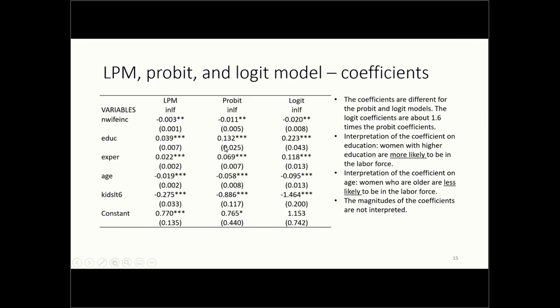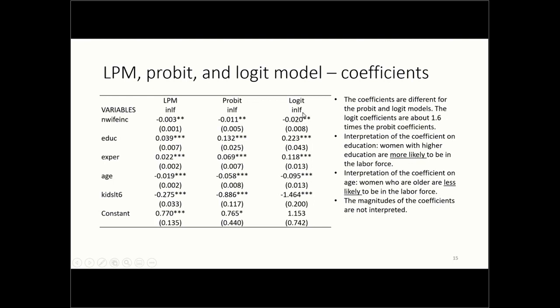So now, how do we interpret the coefficient on education? Say this coefficient here. If we see that it is significantly different from zero, we can interpret it as: women with higher education, so more years of education, are more likely to be in the labor force. Here, if we have a negative significant coefficient, the way we interpret it is that women who are older, so basically if their age is higher, are less likely to be in the labor force. We use the words more likely and less likely because now we have the probability of in labor force being equal to 1 as a dependent variable.